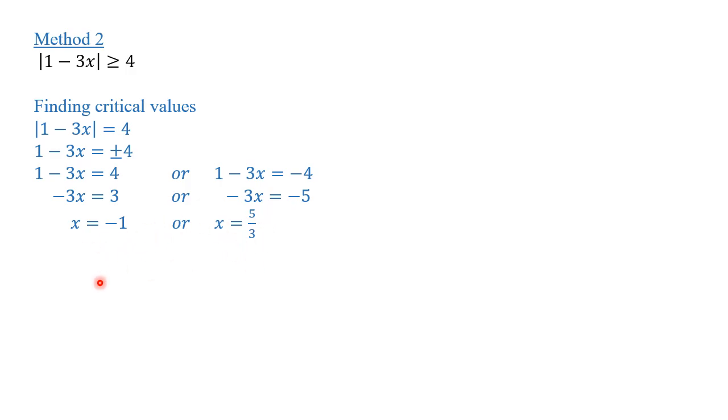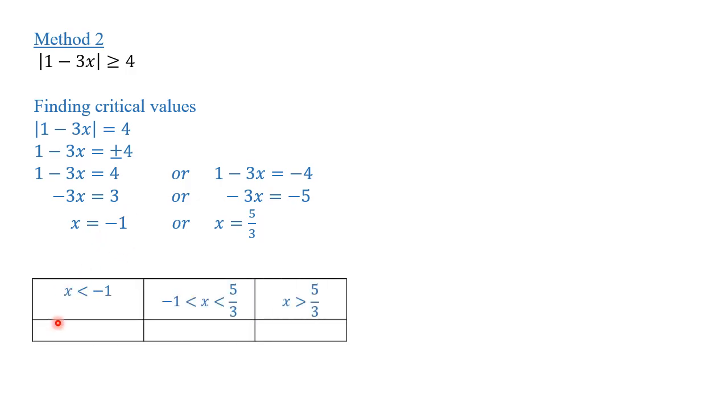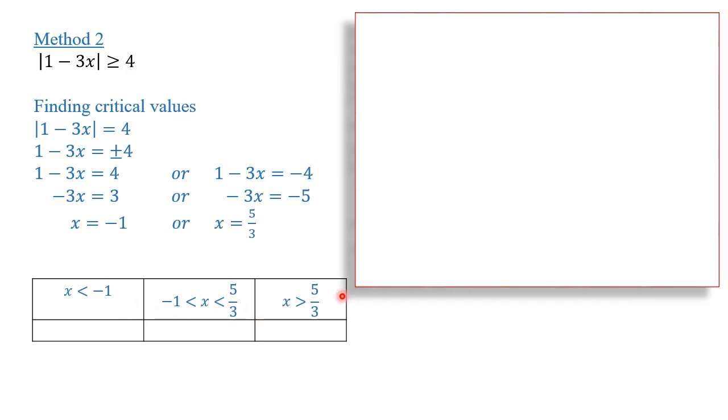Now we can arrange our critical values with the boundaries. We start with the smallest one, so it's x less than minus 1. Then you join minus 1 with the next critical value, so it's minus 1 less than x less than 5 over 3. Then x greater than 5 over 3. The next thing is to test these regions using the inequality modulus of 1 minus 3x greater than or equal to 4.